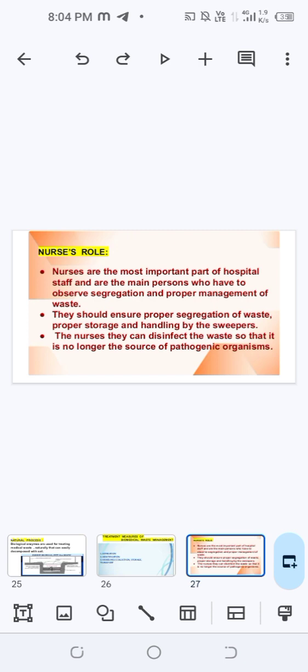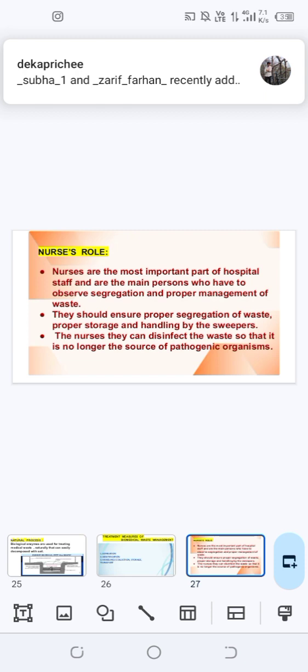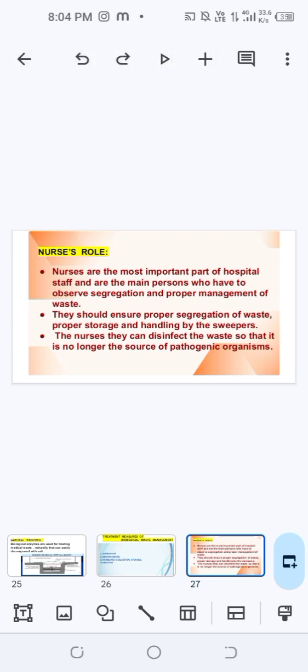Here also the nurses play a very important role in observing segregation, following the biomedical waste policy, and handling the waste, so that it can prevent cross infection and nosocomial infection in patients, even the attendants, and cross contamination of all the medical workers. They should ensure proper segregation of waste. As per the different categories, they will identify the different types of waste and discard them in the color codes. They must keep proper storing in mind, and for handling by the sweepers, they must give health education to the third grade or fourth grade staff.